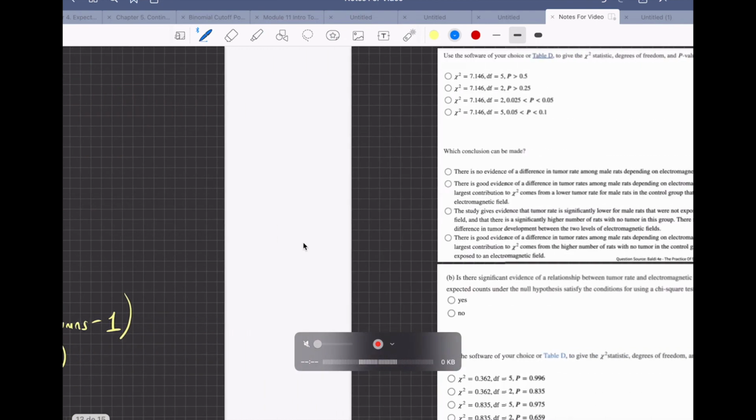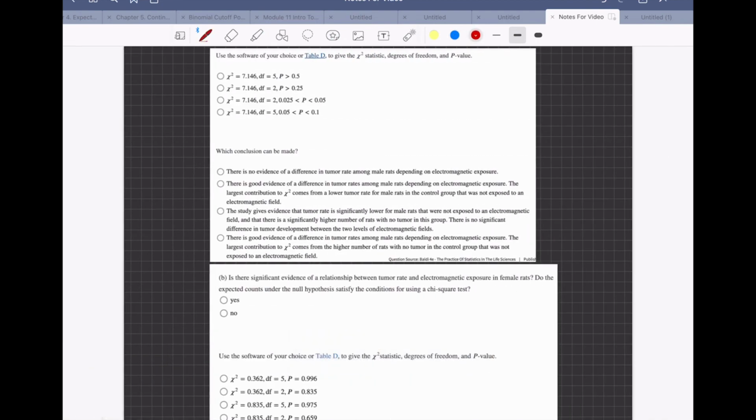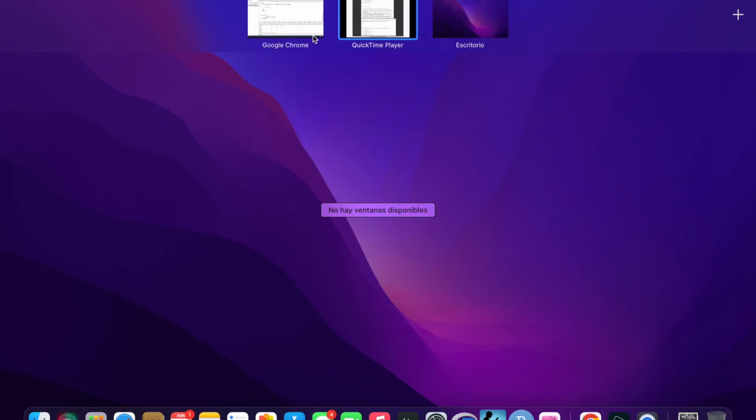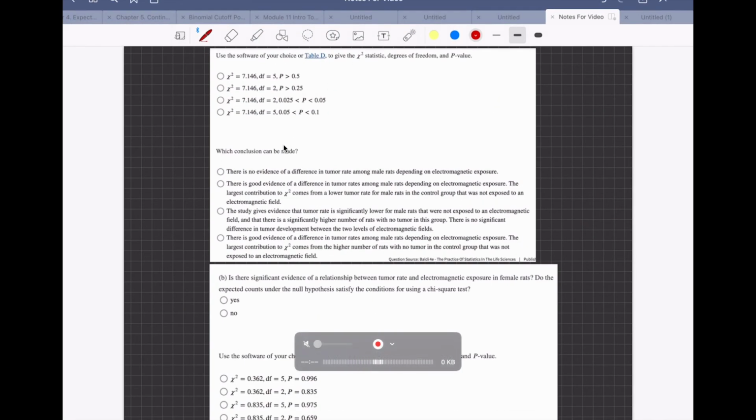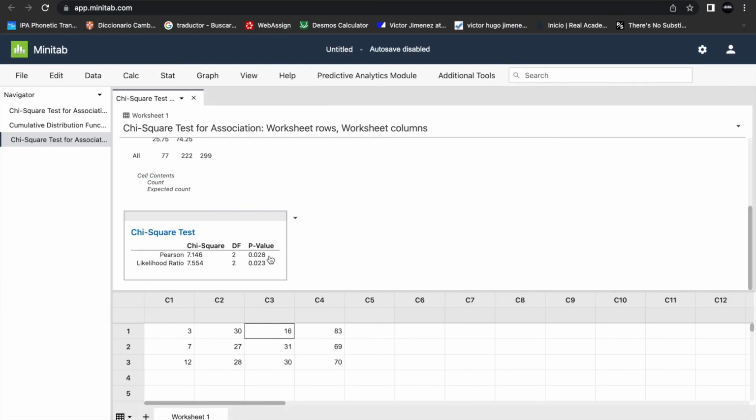So what is the right option we have to choose? Is this one. Oh, we also need the p-value, right? The p-value is 0.028. So which option has all of these? 7.146, degrees of freedom 2, and p less than 0.05, greater than 0.025. This one, yeah, because the p-value is 0.028.